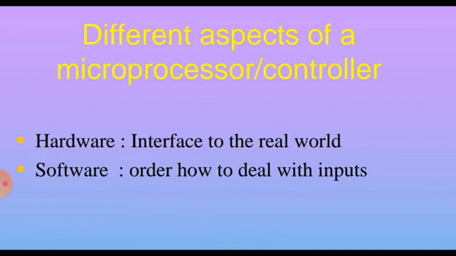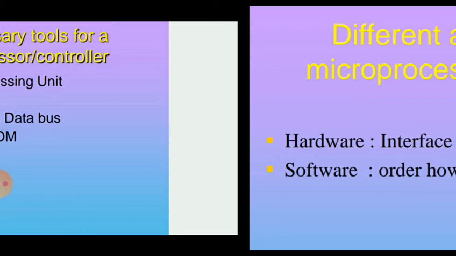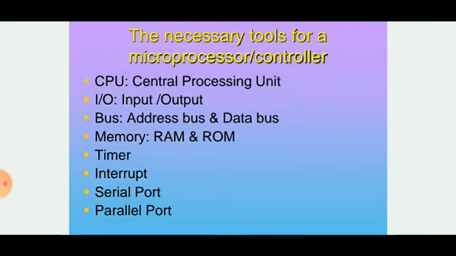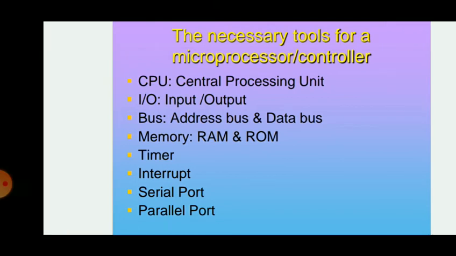So, different aspects of the microprocessor or controller: the hardware aspect, that is the interface to the real world, and the software aspect, that is to order how to deal with inputs. The necessary tools for the microprocessor or controller are: CPU, that is the central processing unit; IO, input or output; bus, that is the address bus and the data bus; memory, RAM and ROM; then timer, interrupt, serial port and parallel port. These are the necessary tools that are required for a microprocessor or a microcontroller.